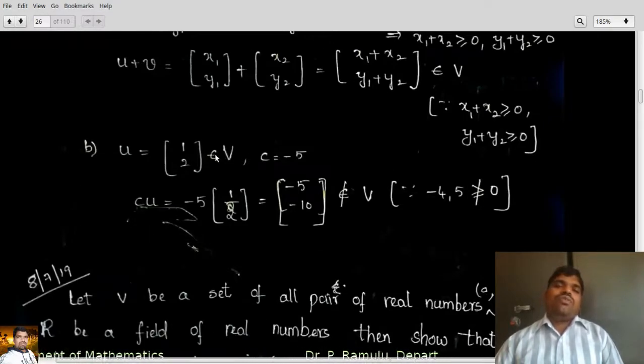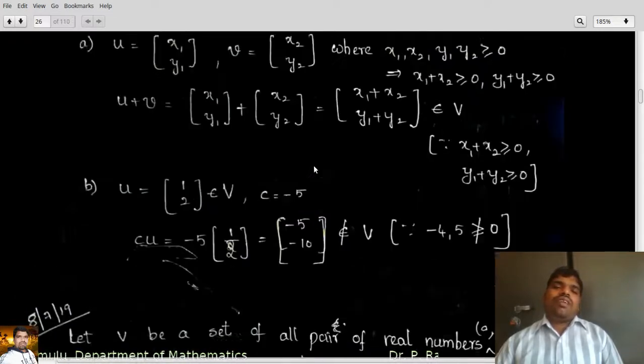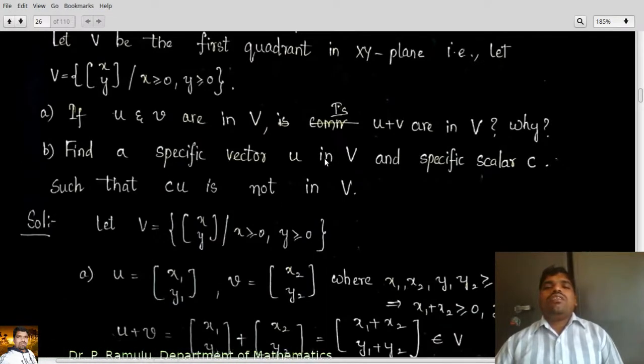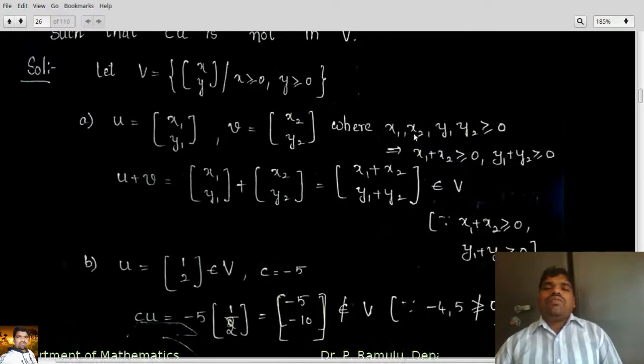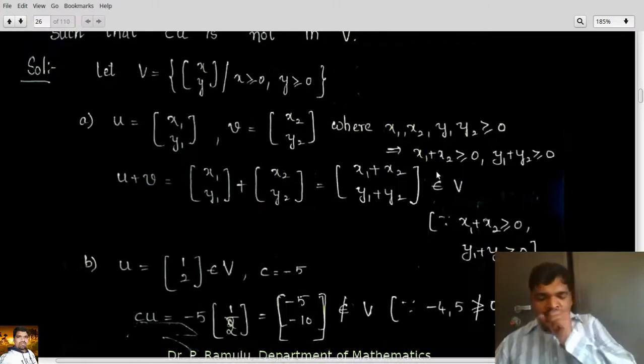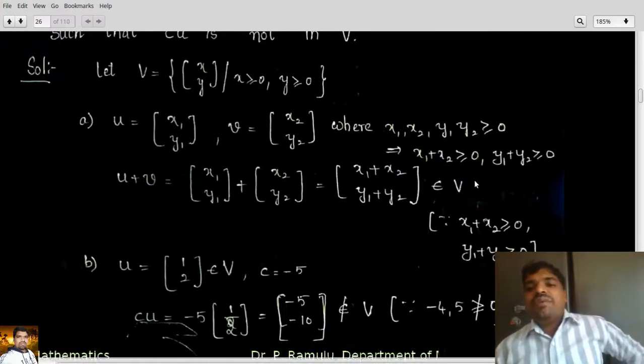Second one: u is equal to (1, 2), c is equal to minus 5. I am writing directly here. Okay, first one. Is u plus v in V? Yes. Because if I take positives, the sum is positive. That's why this element belongs to V.